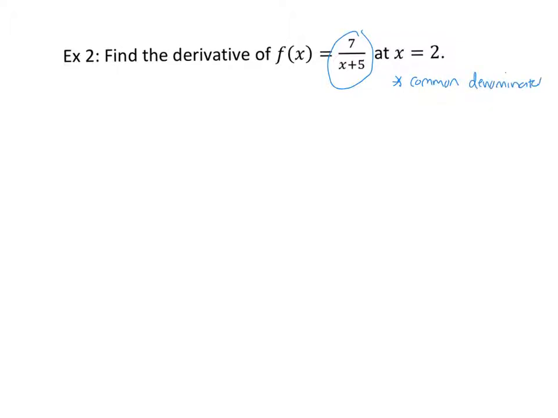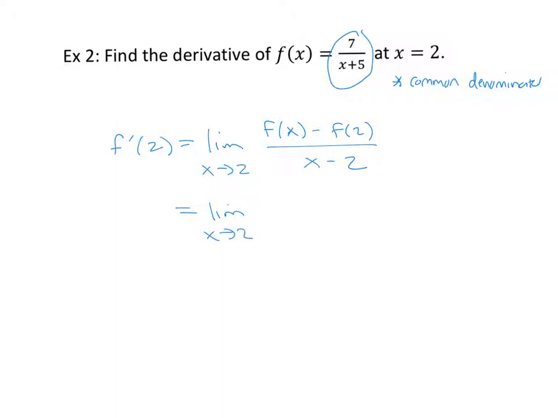Okay, so finding the derivative of this function at x equals 2, that would be f prime of 2. I'm going to give you the generic definition: f of x minus f of 2 divided by x minus 2. So that's going to be the limit as x goes to 2 of f of x minus f of 2.